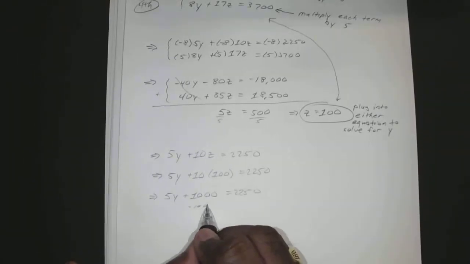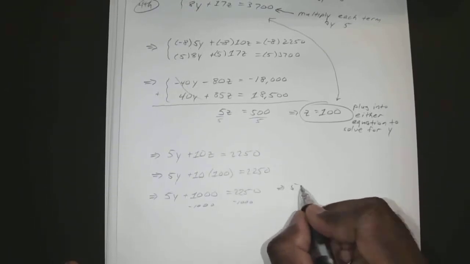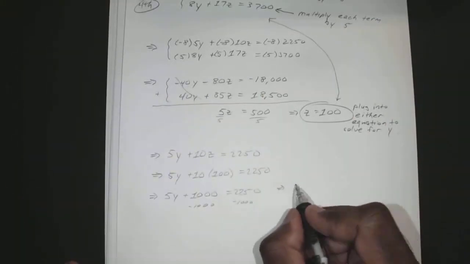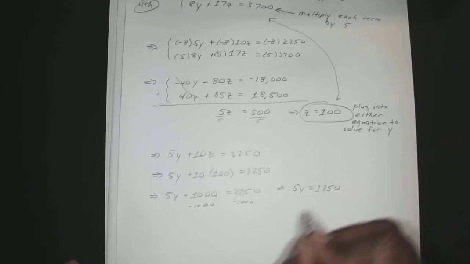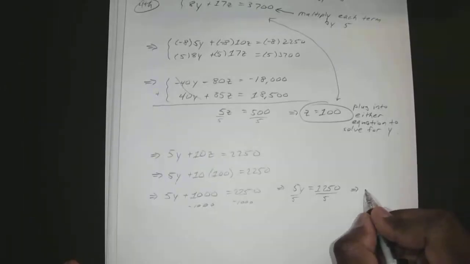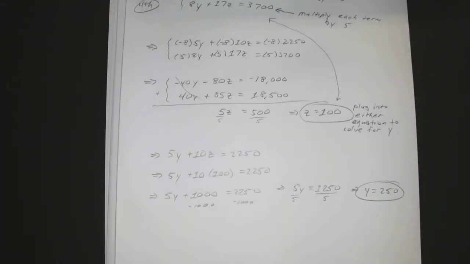If we subtract 1,000 from both sides, we have 5y equals 1,250. Divide both sides by 5. We have y equals 250. Okay, so we have our y and we have our z. So all we have to do now is go back to one of our original equations, plug those two in, and solve for x.